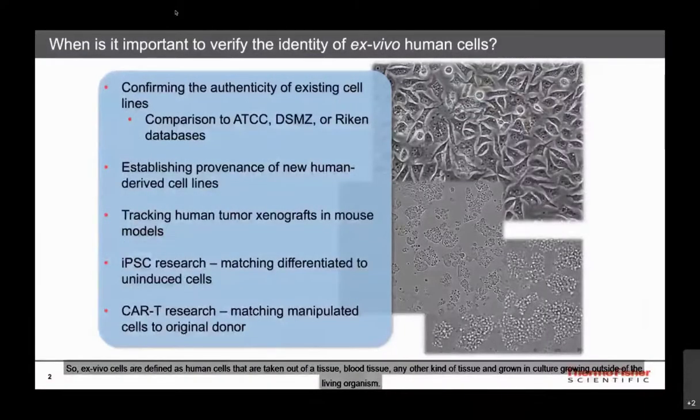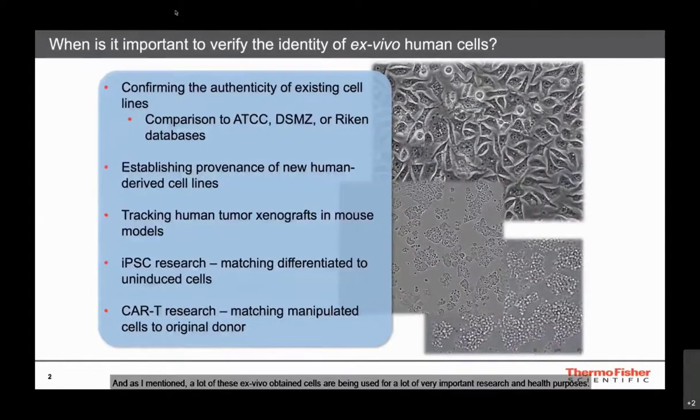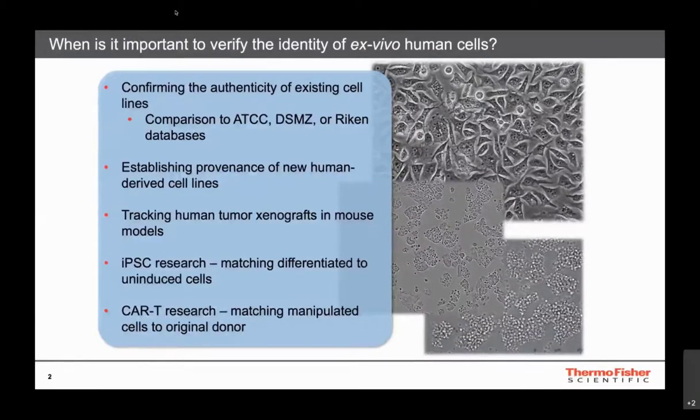So ex vivo cells are defined as human cells that are taken out of a tissue, blood tissue, any other kind of tissue, and grown in culture, grown outside of the living organism, ex vivo. And as I mentioned, a lot of these ex vivo obtained cells are being used for a lot of very important research and health purposes. And so why is it important to confirm the identity of these ex vivo human cells? Well, it's important to confirm the identity of these cells so that you know exactly what you're dealing with.